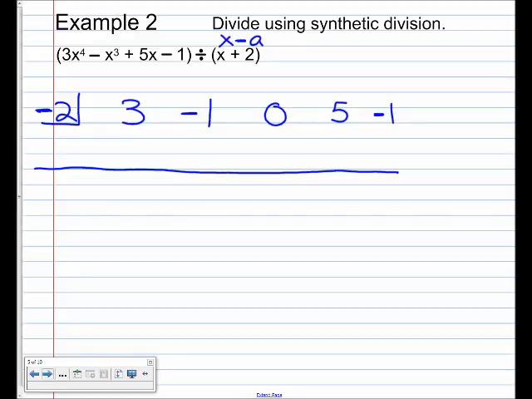Okay? Here we go. First thing you do is you bring down the 3. Just going to bring it down. I'm going to write 3. What is 3 times -2? -6. Watch where I write it. I write it in the next column. -1 plus negative 6. Negative 7. Okay, pick up your pen or pencil. Write that.